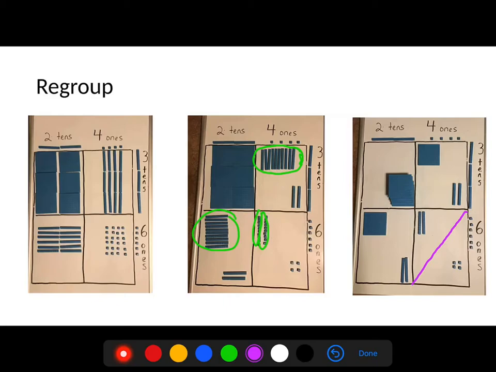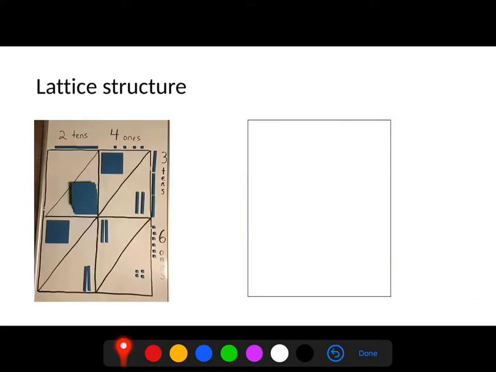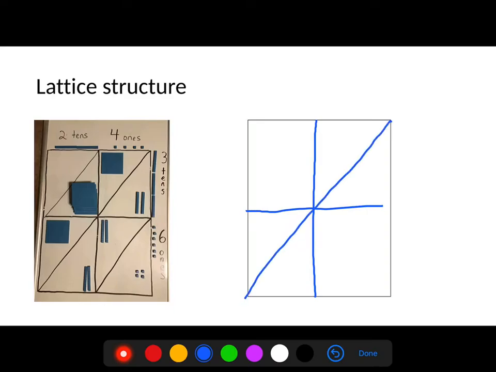Now if I draw in diagonal lines here, you can see that within a diagonal I have matching manipulatives. My ones, my tens, my hundreds, and this would be my thousands up here. So this is really important because we are grouping by place value. Most of our algorithms are based on place value.